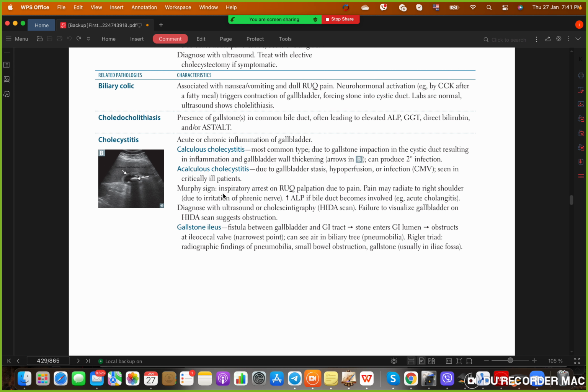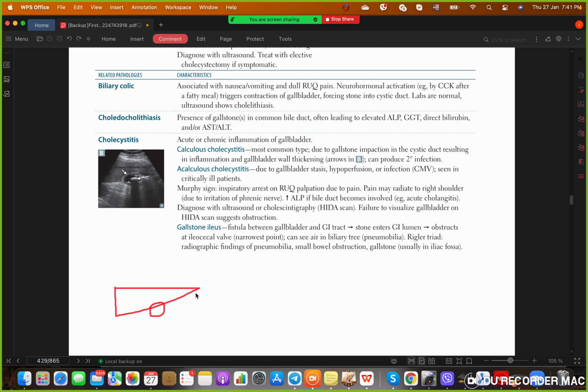Now they speak about the Murphy sign. What is this Murphy sign? Basically, you tell the patient to exhale. So when I exhale, what will happen to my liver? Will it go up or down? Let's imagine. I inhale, my liver goes down. I exhale, my liver goes up. Good. Inhale, exhale.